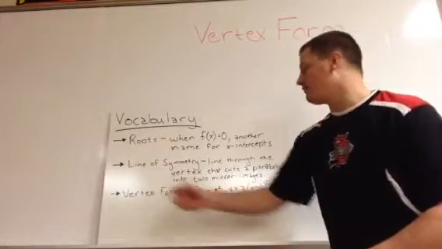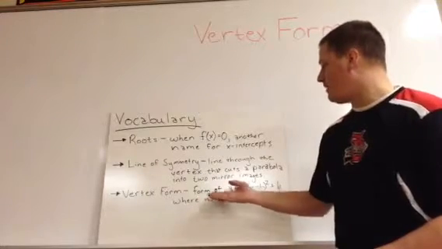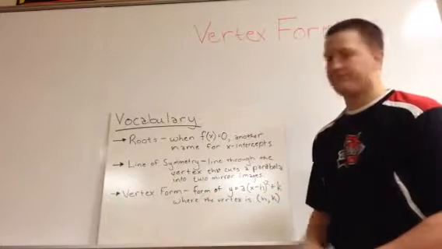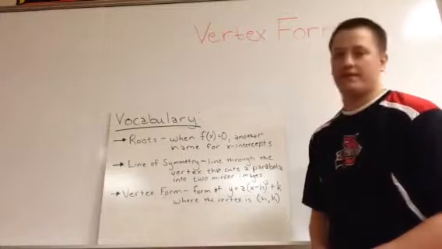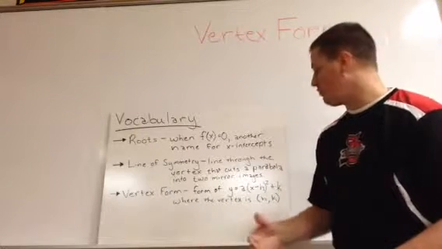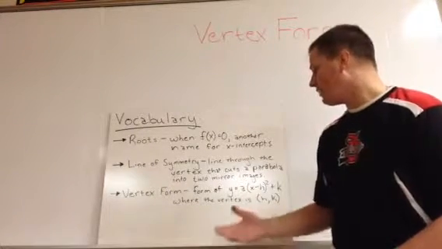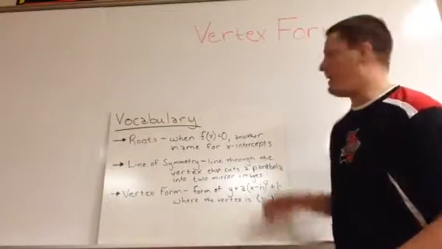And finally, vertex form. This is a form of y equals a times the difference of x and h squared plus k, where the vertex is known as hk.